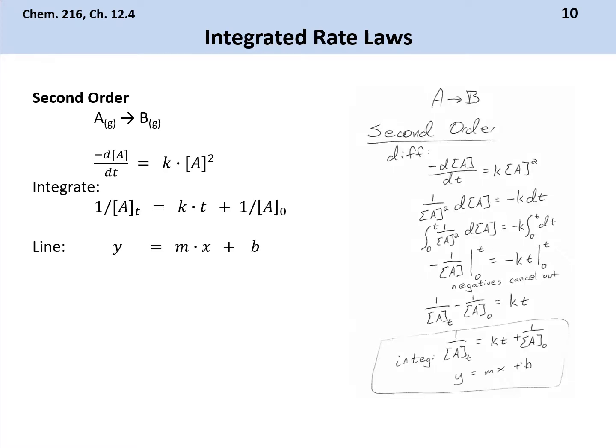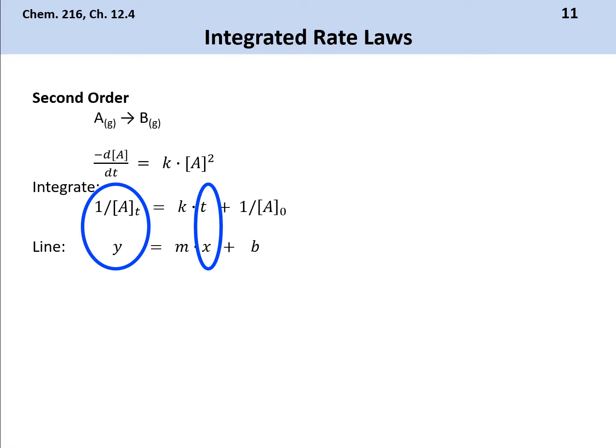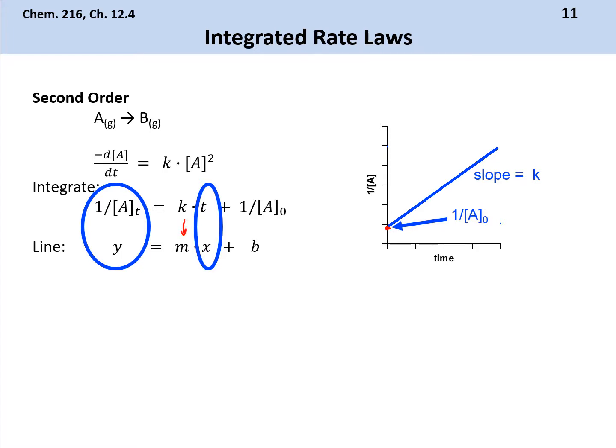Okay? Again, this looks like y equals mx plus b. So if I plot on my y-axis 1 over a, and on my x-axis time, I'm going to get another straight line where my y-intercept is now 1 over a naught. But notice my slope is just equal to k. So notice how originally in the other two it was negative. Now it's a positive slope.